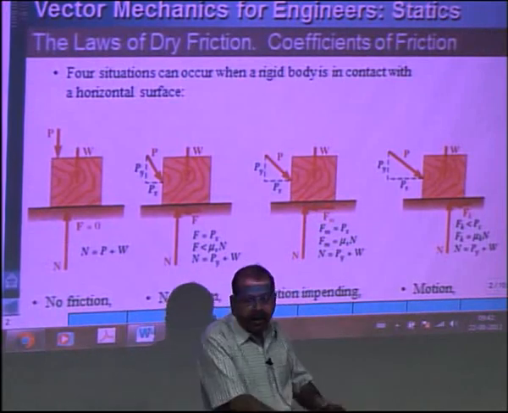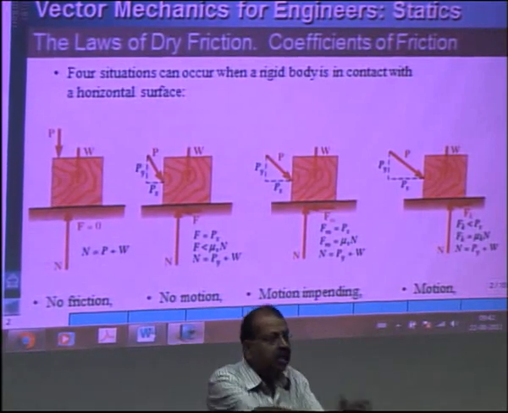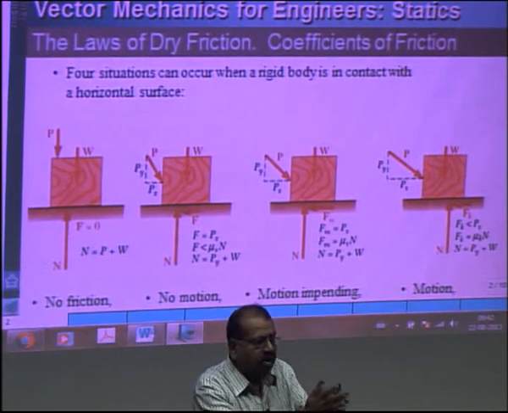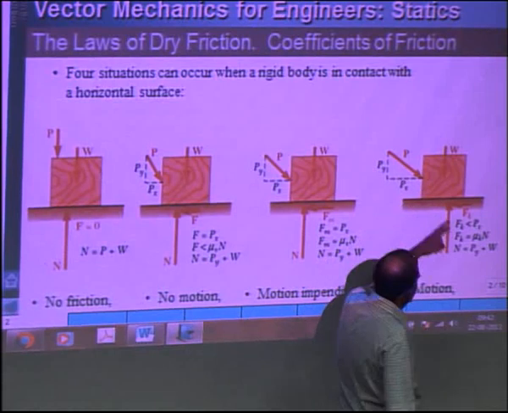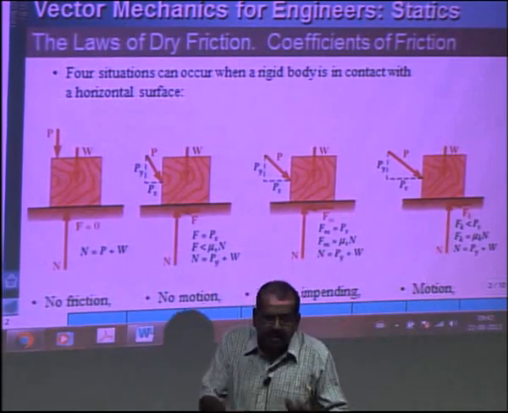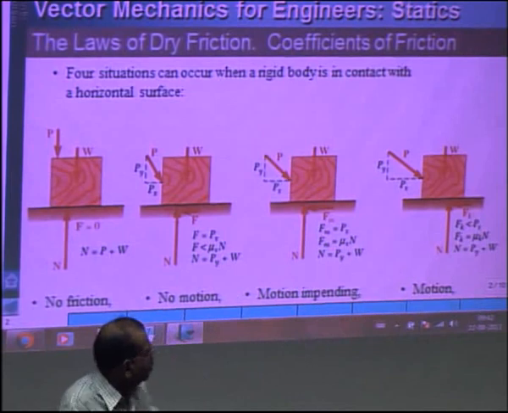And then finally, maybe the block starts to move. If you increase the force P further, the block will start to move in the right direction. In that case, the friction force which will act will be the kinetic friction, which will be equal to mu k times N.